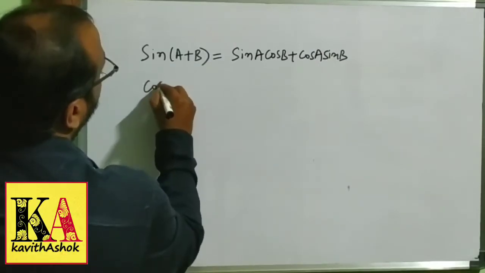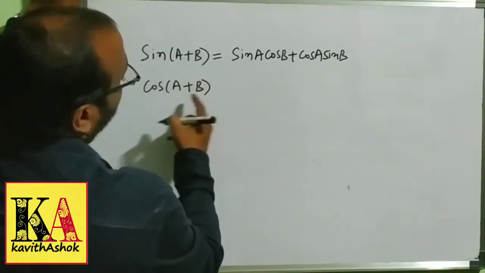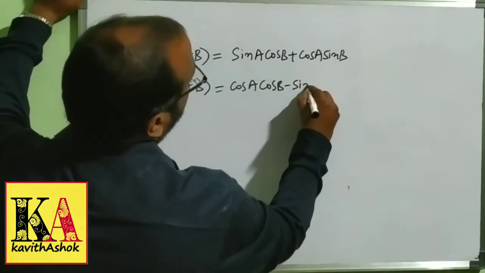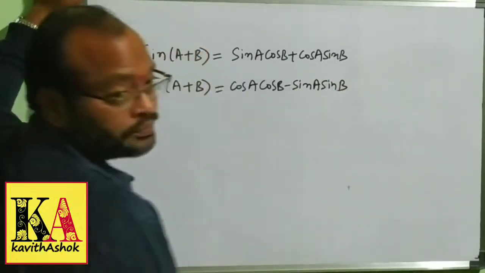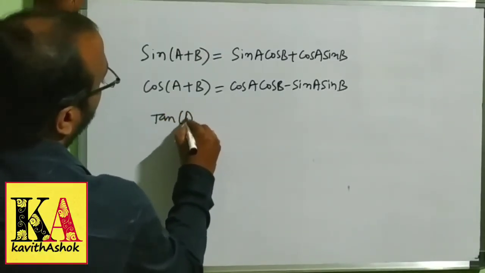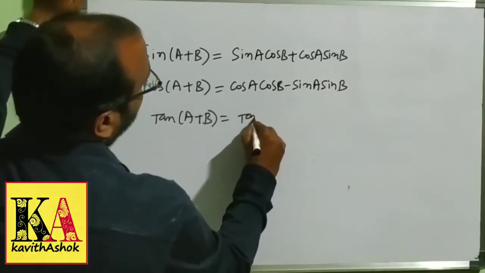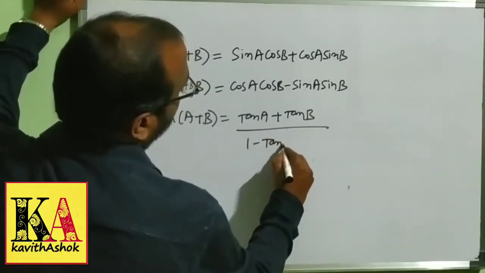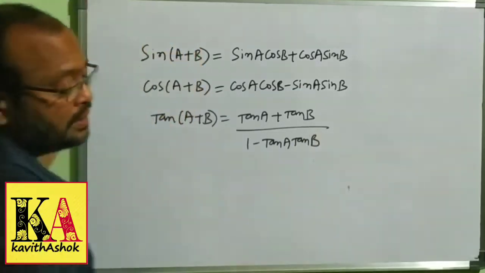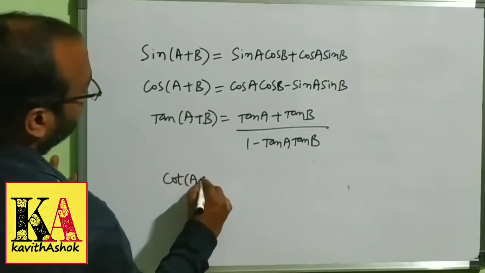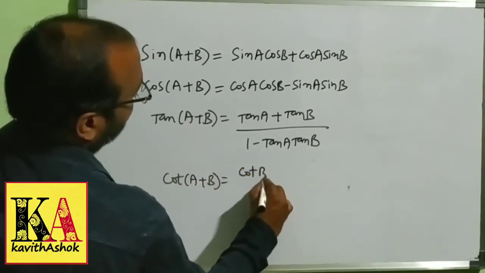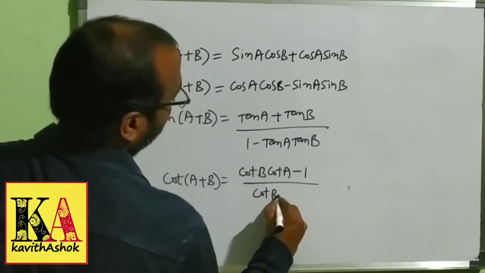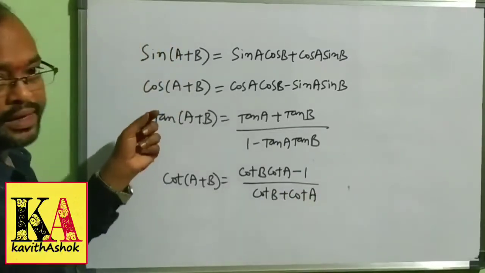In the same manner, cos of A plus B is cos A cos B minus sin A sin B. Tan of A plus B is tan A plus tan B by 1 minus tan A tan B. Cot of A plus B is equal to cot B cot A minus 1 by cot B plus cot A.